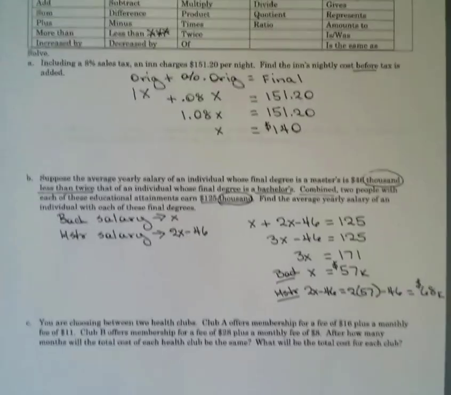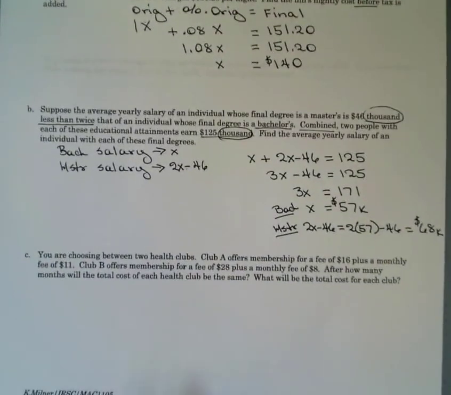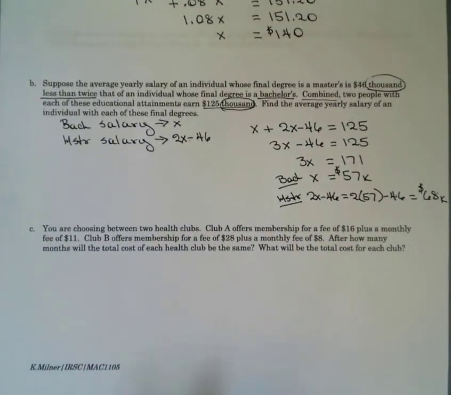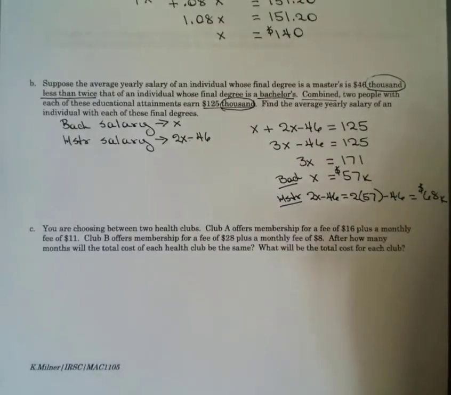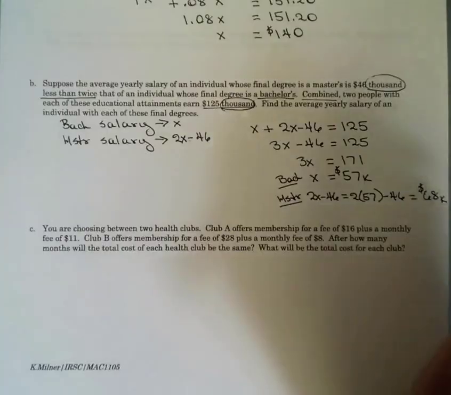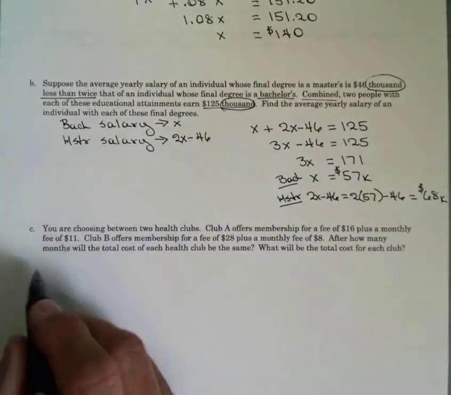Now next, we're choosing between two health clubs. Club A has a membership fee of $16, and then a monthly fee of $11. And Club B has a membership fee of $28 plus a monthly fee of $8. So how many months would it take for them to both cost the same? In other words, how many months would you have to pay before you would say, well, these sort of balanced each other out?